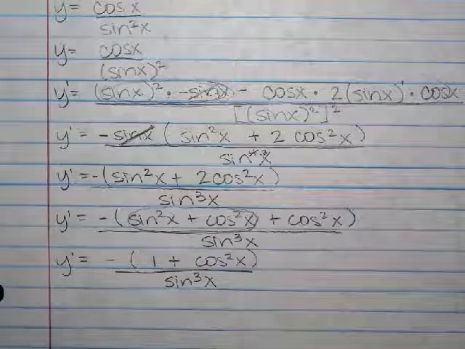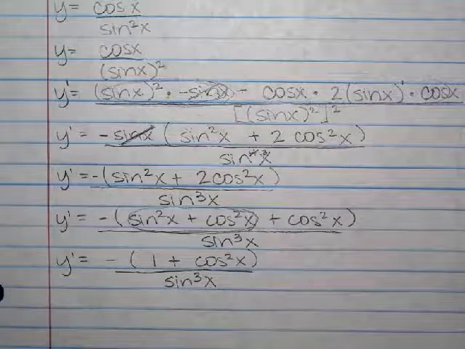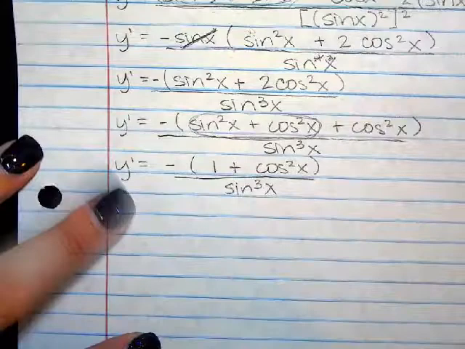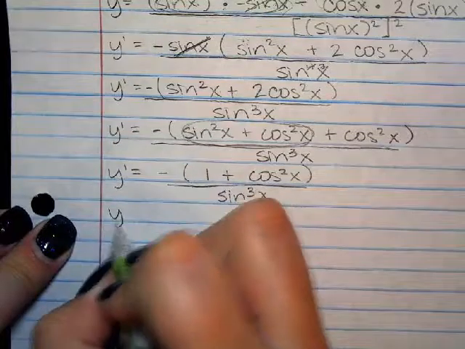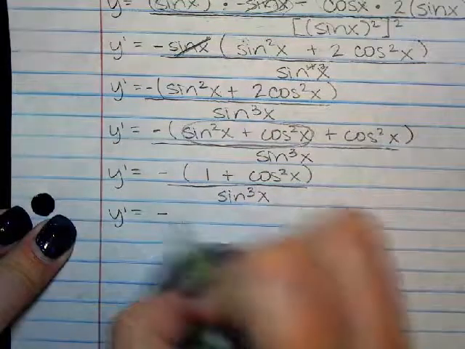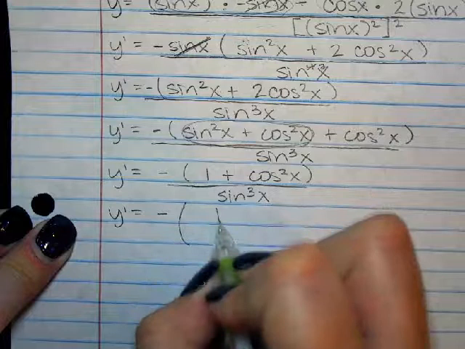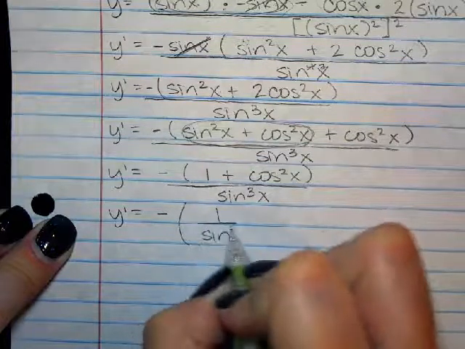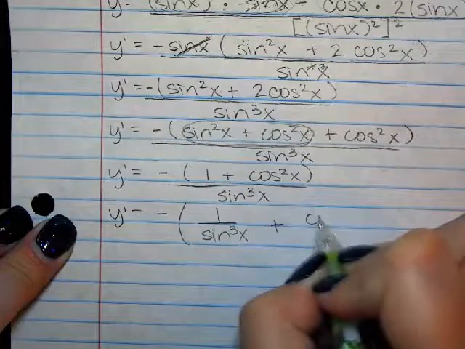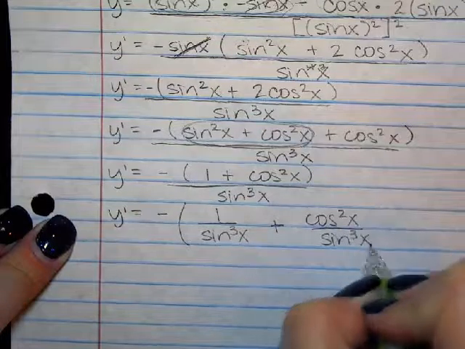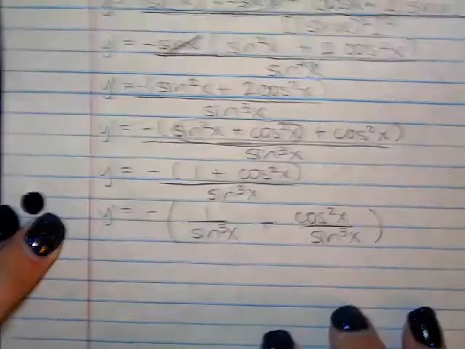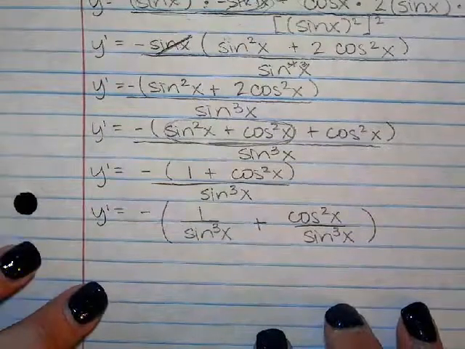So let's go ahead and do this. Let's now split these into two pieces. So now I'm going to say y prime equals negative, and I'm going to say 1 over sine cubed plus cos squared over sine cubed. Are we okay with that?